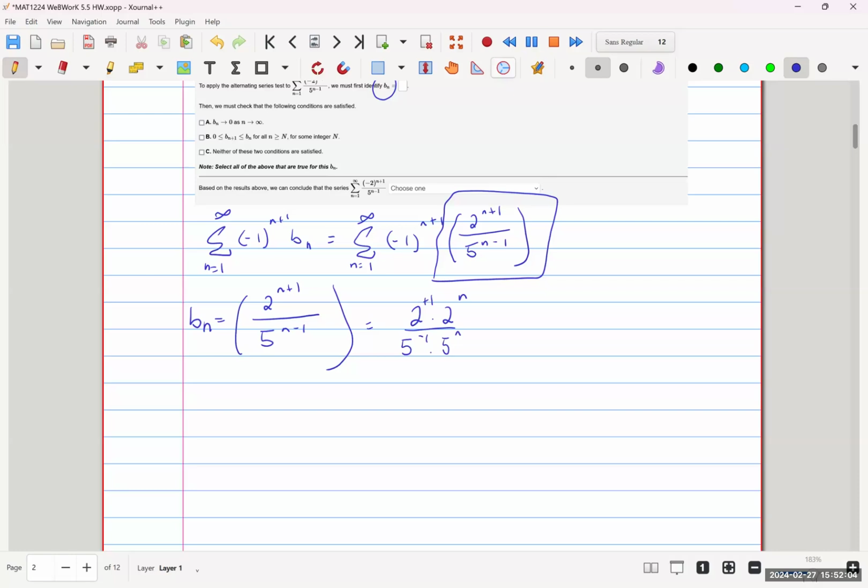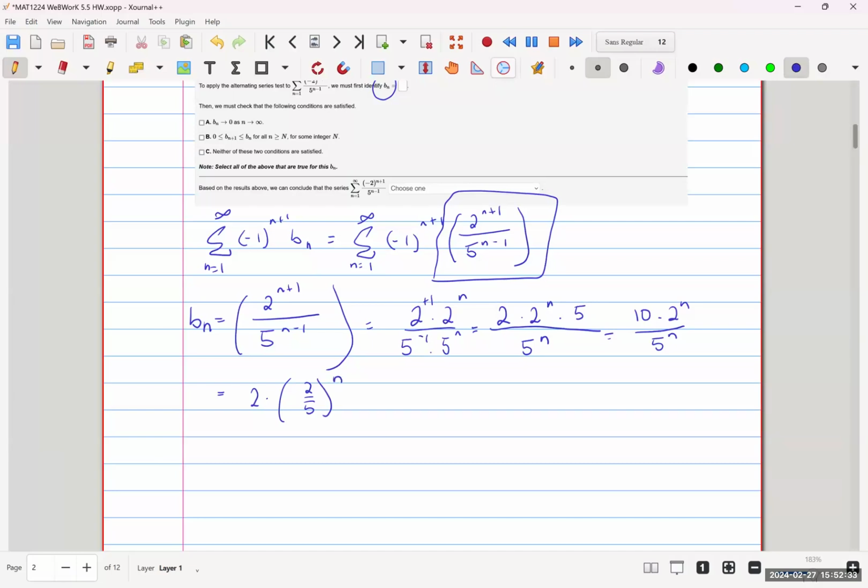The -1, though, we can move up to the numerator. So we have 2 times 2 to the n times 5 over 5 to the n, which is just 10 times 2 to the n over 5 to the n, which is just 2 times 2 over 5 to the power of n.